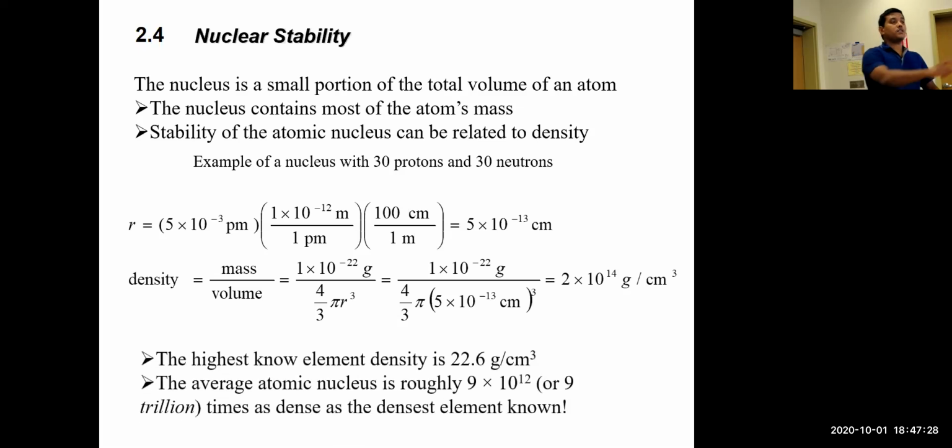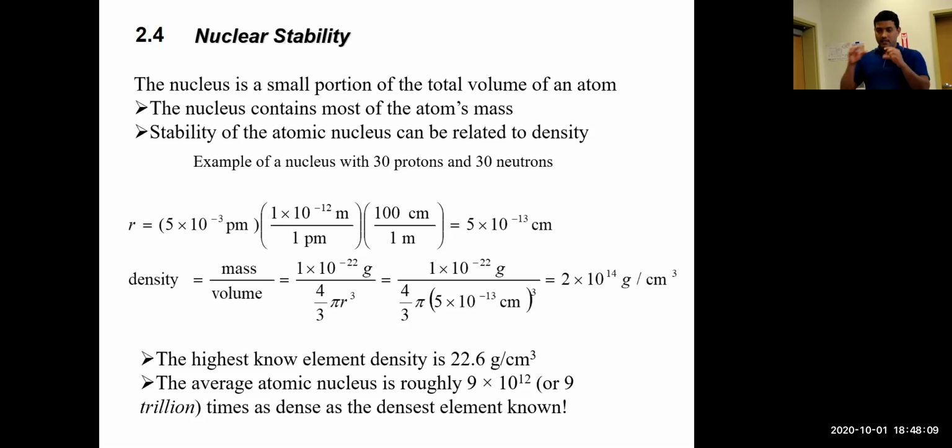In comparison to this huge density, the highest density of any known element, iridium, has only a density of just 22.6 grams per cubic centimeter. See the huge difference between the density of an atom versus the density of the nucleus. So what these numbers are telling us is that approximately the density of the nucleus is about 1 trillion times larger than the density of an atom.